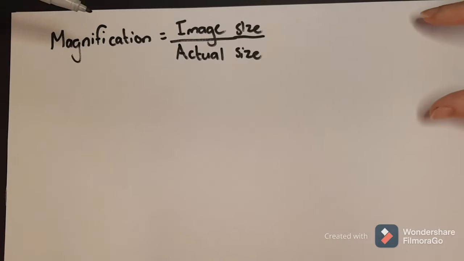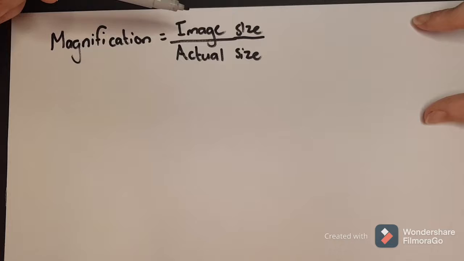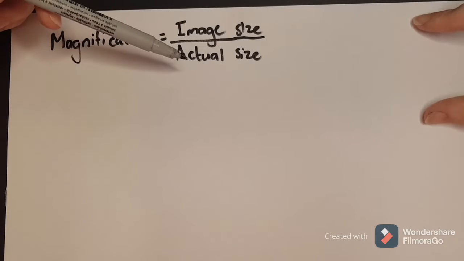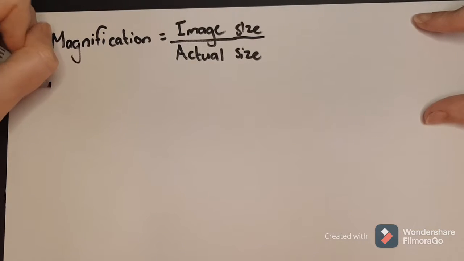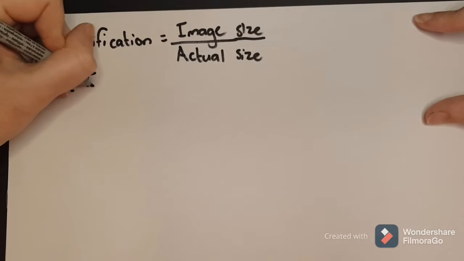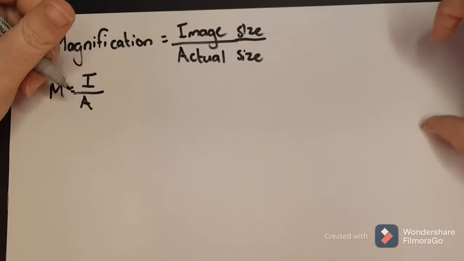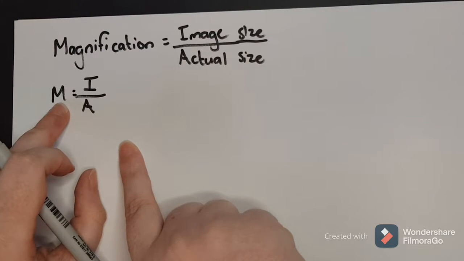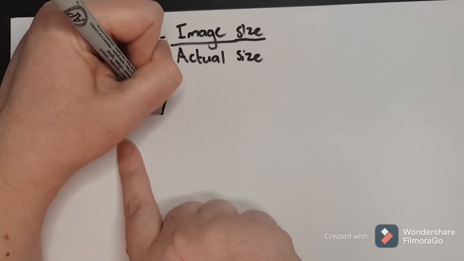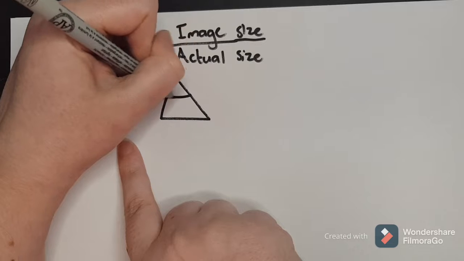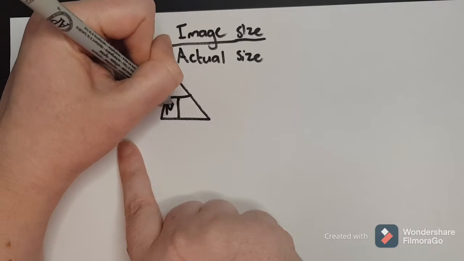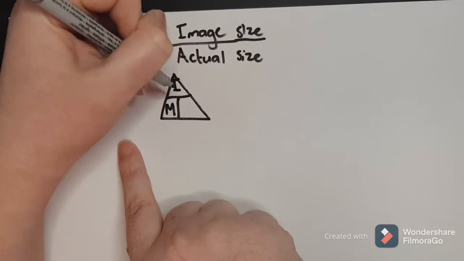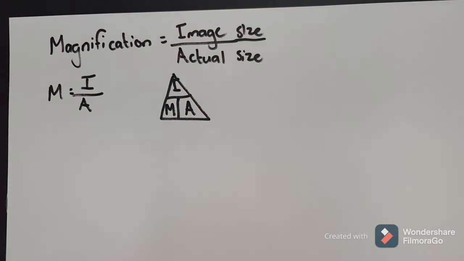For calculating magnification, our formula is that magnification equals image size divided by actual size, or M equals I over A. So you can use your triangle method, and you can put this formula into a triangle to remember which ones are divided and which ones are multiplied.